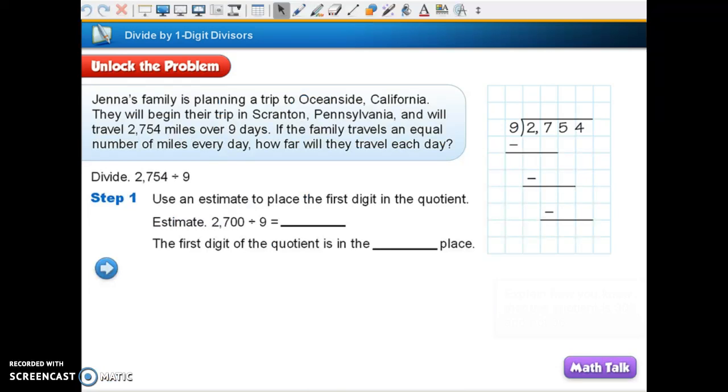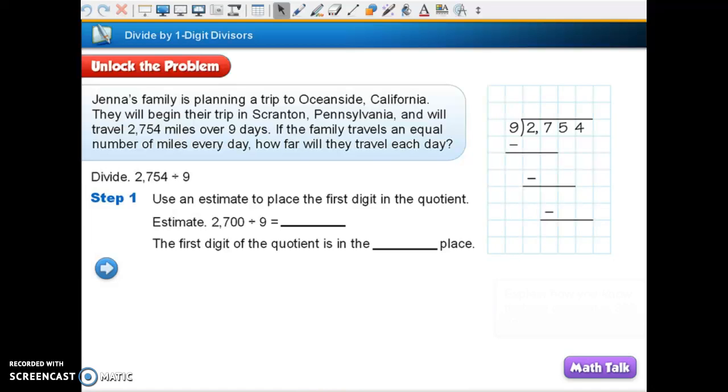Okay, here we go. You should be at the top of page 65. Jenna's family is planning a trip to Oceanside, California. They will begin their trip in Scranton, Pennsylvania, and will travel 2,754 miles over 9 days. If the family travels an equal number of miles every day, how far will they travel each day? So we're going to divide into the thousands.